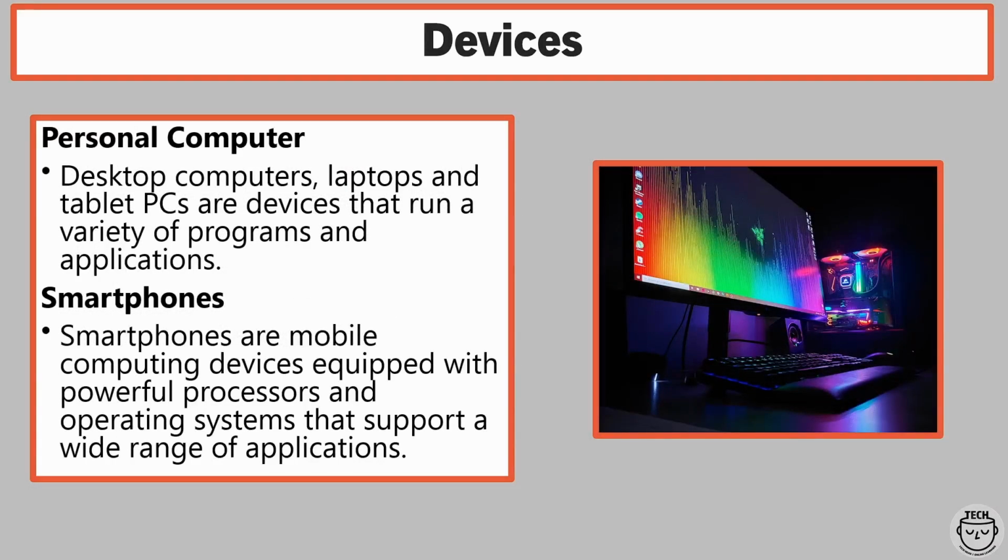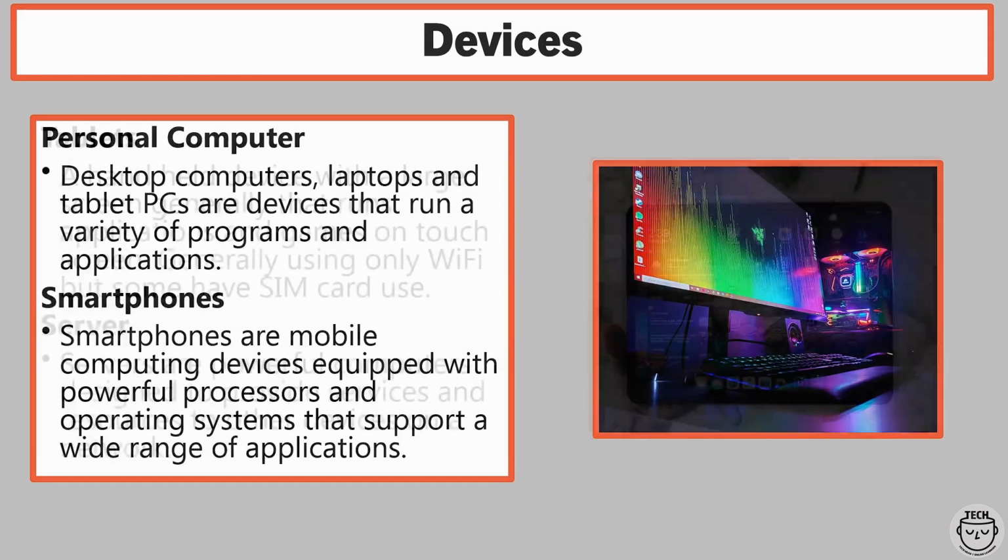So one of the first devices, probably one you're most familiar with, is a personal computer or a desktop PC. Desktop computers, laptops or tablets are devices that can run a variety of programs and applications. Now, when I say tablets, I mean in this sort of context, the hybrid ones where you've got a keyboard as well. You can detach them a little bit like a Surface, or some of the Samsung ones work like that. Smartphones are mobile computing devices, they have powerful processors, they have an operating system, and they can run a wide range of applications. So both personal computers and smartphones are what's called general purpose machines.